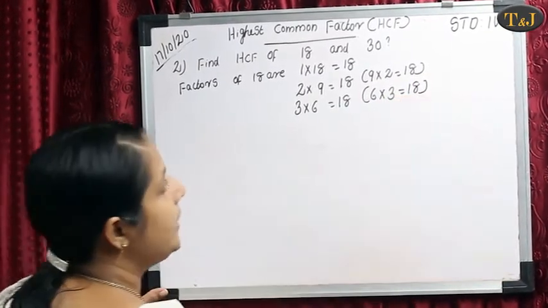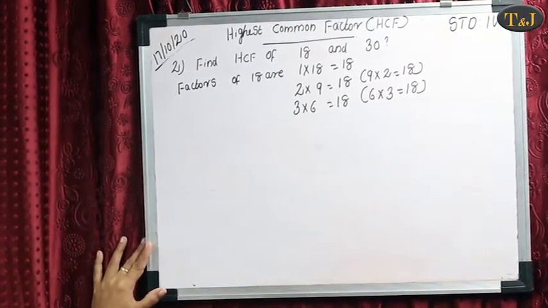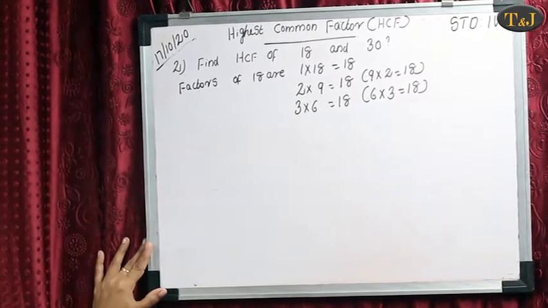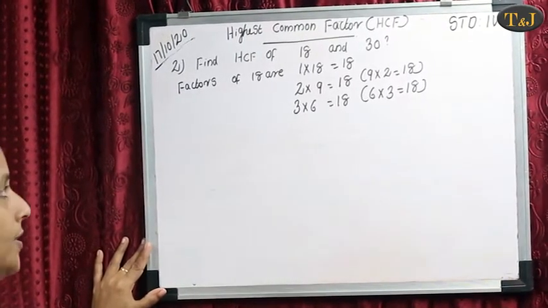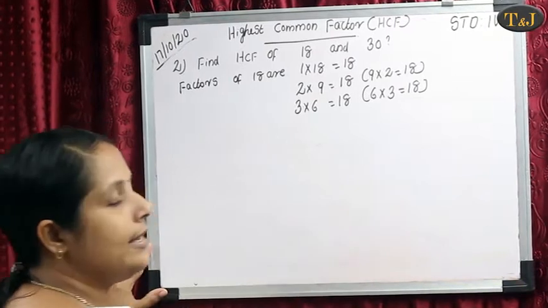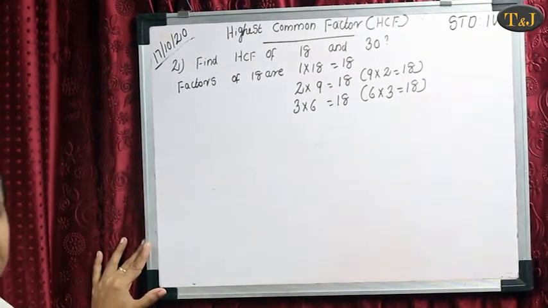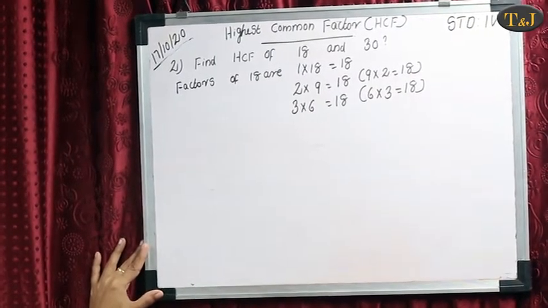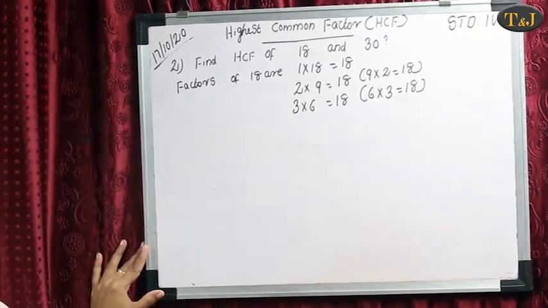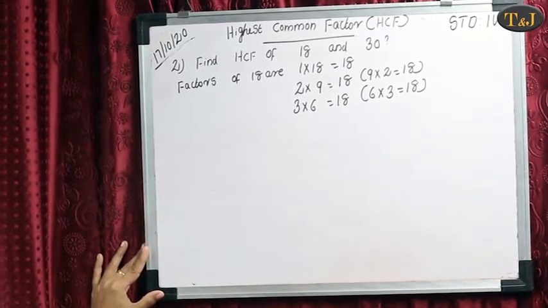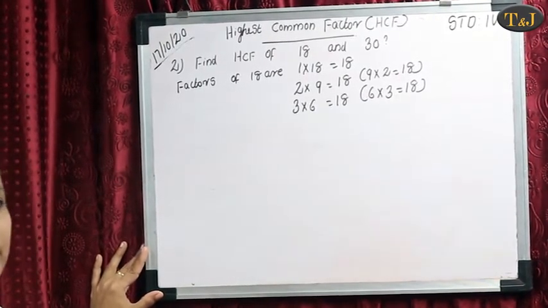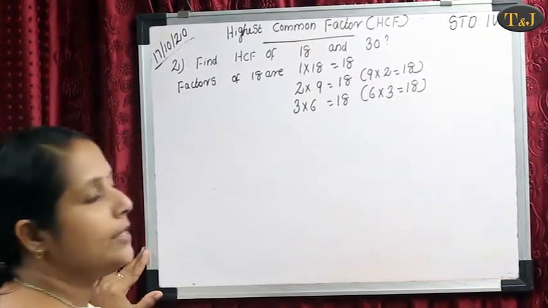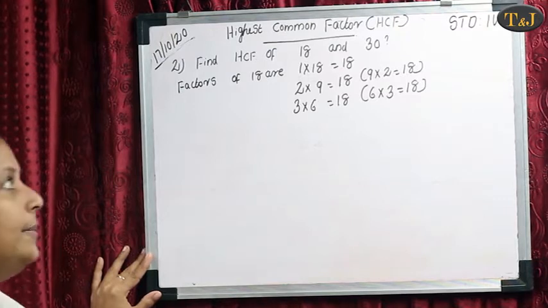Then in 4's table, is there 18? No, 4 4s are 16 and 4 5s are 20. There is no 18 in 4's table. In 5's table, no 18. The 6 table we have already written, 6 3s are 18. In 7's table there is no 18, since 7 3s are 21. In 8's table, no, 8 2s are 16 and 8 3s are 24. The 9's table we have already written, 9 2s are 18. In 10's table there is no 18.